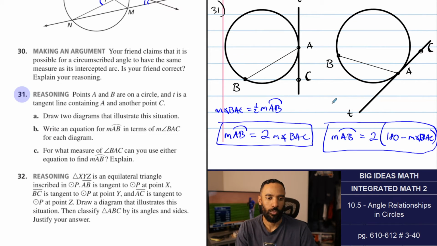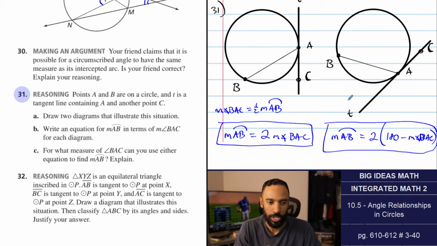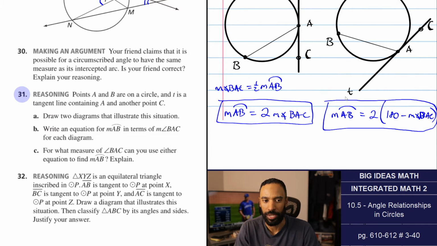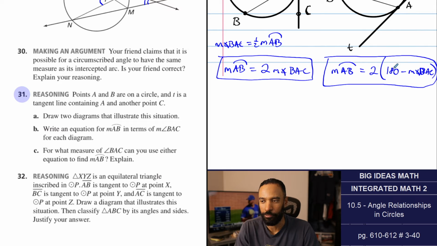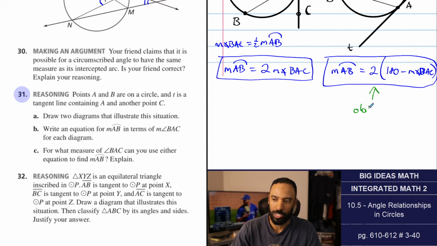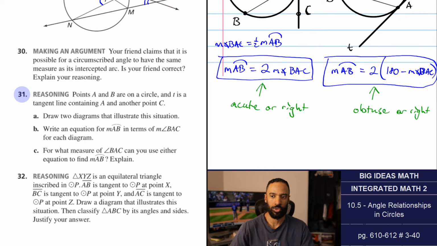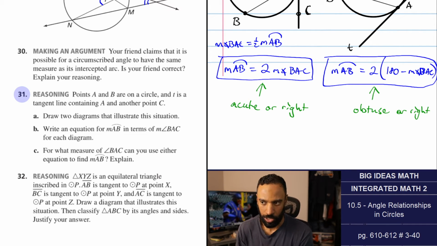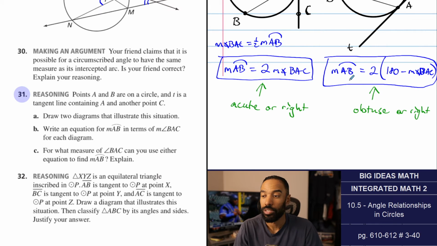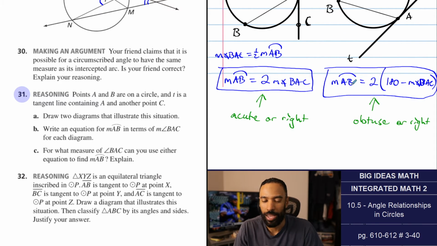Part C, for what measure of angle BAC can you use either equation to find measure of arc AB? Explain. These ones appear to be for obtuse angles. This is for obtuse. I didn't really write them parts A, B, C. I've been kind of not in my game here. And this is anything acute, or I guess a right angle. So this is also obtuse or right. Once it's a right angle, it's not going to matter whether you do the double or the 180 minus double, because it's just going to be that same 90 degrees that you're doubling. So acute or right, obtuse or right seems to work for that.